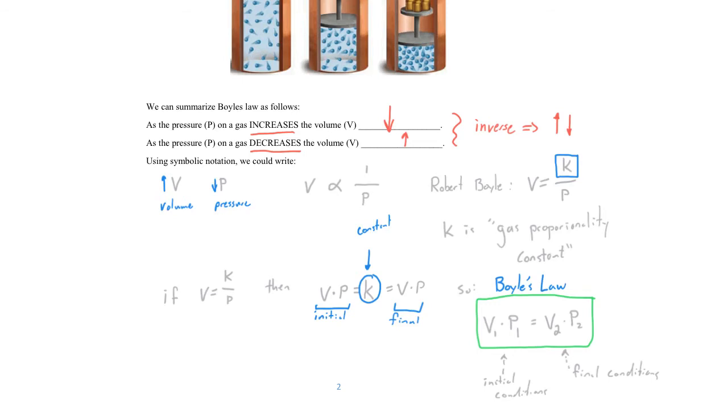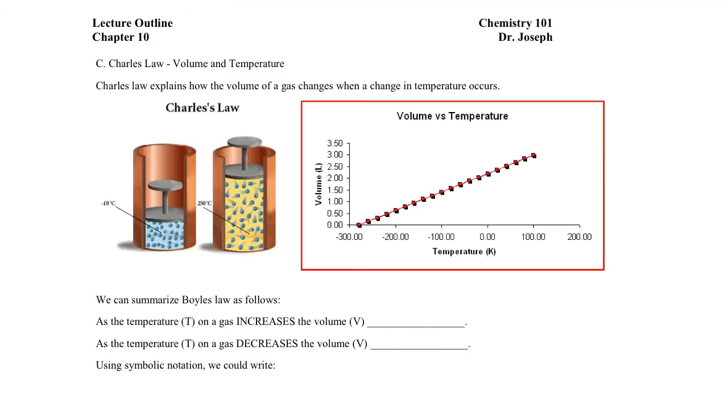Let's go to the next page and look at another gas law, which is called Charles' law. So the next law we're going to look at is called Charles' law. And Charles' law is one of the simplified gas laws that explains the relationship between the volume of a gas and the temperature that the gas is at. So we can see how the volume changes when the temperature is changed.